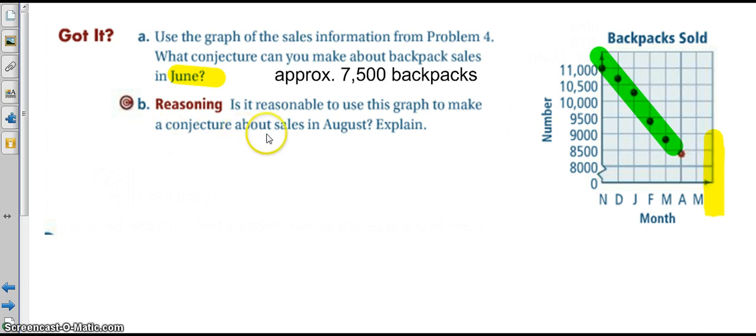Now, when we think about whether it's reasonable to use this for sales in August, remember, we go back to school in August, and August is back to school shopping time. So since we know that November has really high backpack sales, we know that at some point these sales are going to start to increase again. So this would be kind of dangerous to use to make a conjecture about August.